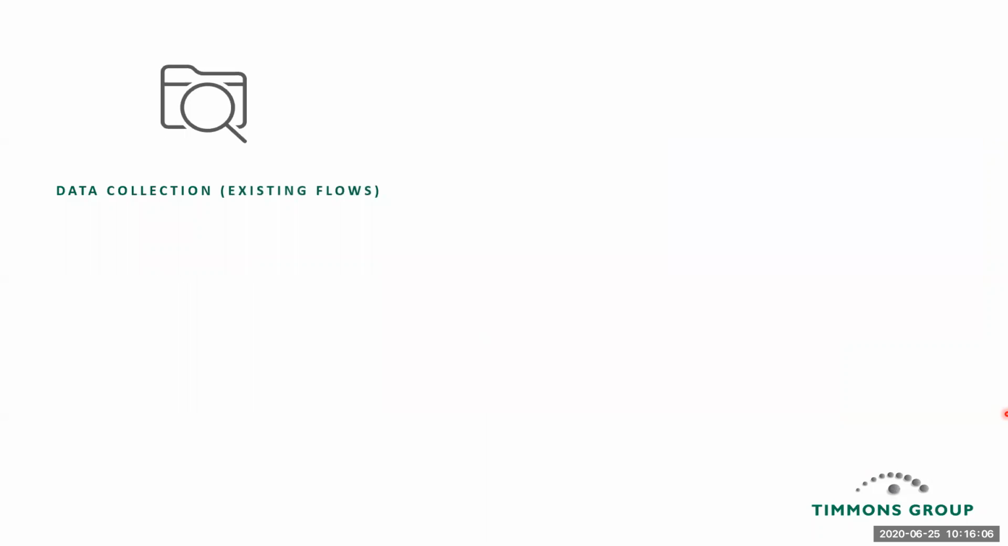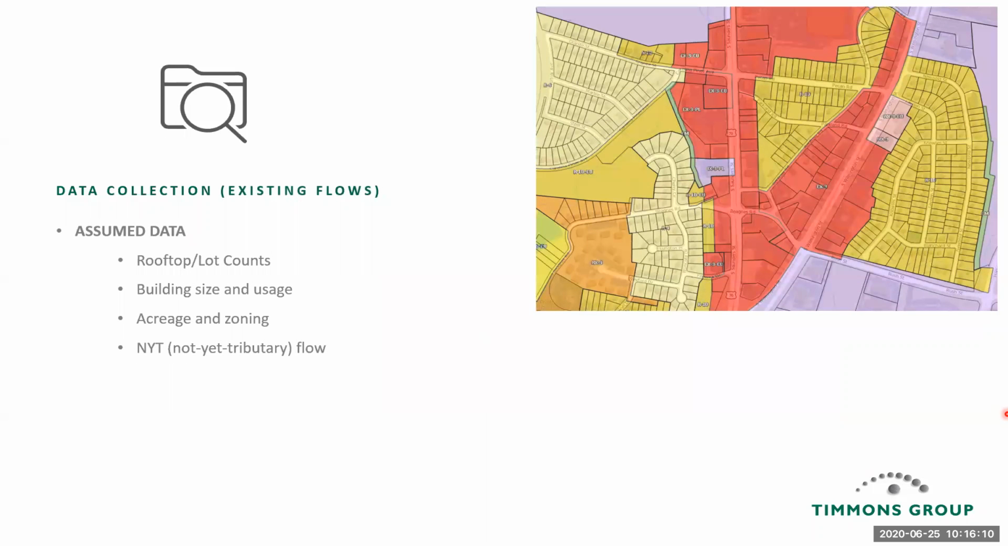Now determining what existing flows are. Again, assumed data. We will use rooftop counts or lot counts, and we will assign a flow factor, a gallons per day per lot, to determine what the existing flow rate in the system may be. Or we can use building size and usage. Is it 1 million square feet of office space or 1 million square feet of warehouse? Those things will determine what kind of flow factor we use.